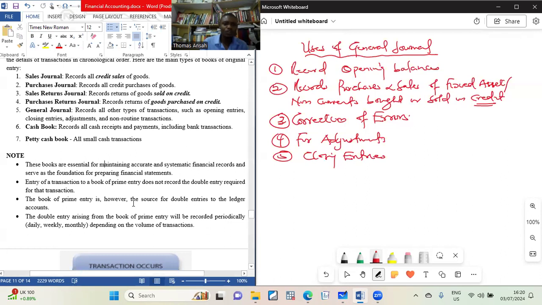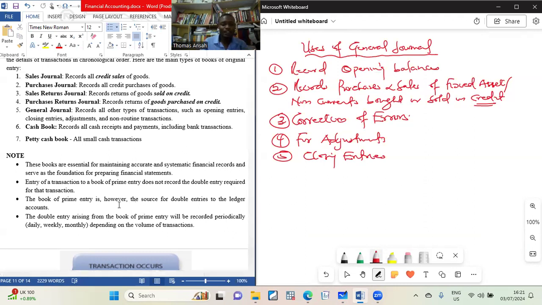Now, again, the books of prime entry is not a double entry. It is not where you learn that for every debit there is a corresponding credit. The books of prime entry, or the day books, or the journal, doesn't factor in double entry. And that is why we call it incomplete records. Because in accounting, wherever there is a debit, there is a credit. But this one doesn't do debit and credit. No. So understand that.